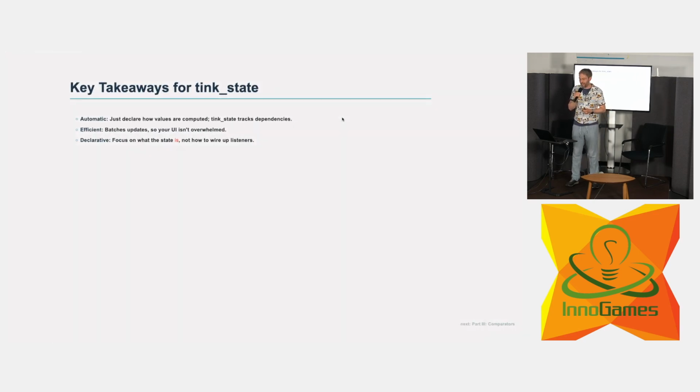And this is already the introduction. So a key takeaway for think state is that a lot of automatic stuff is happening. You just declare how values are computed. Think state does track your dependency, if you do the observable auto thingy. It has efficient batched updates, and it also focuses on the declarative side of things. So you don't need to wire up too many listeners and tell the system the 100th time how a button should be enabled and disabled.